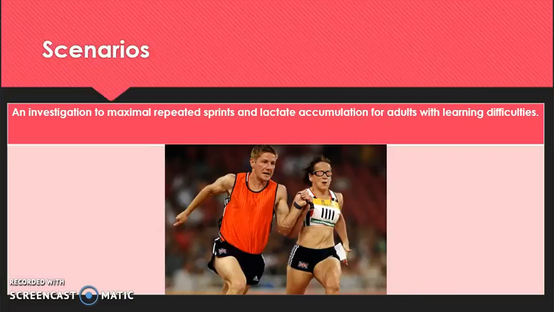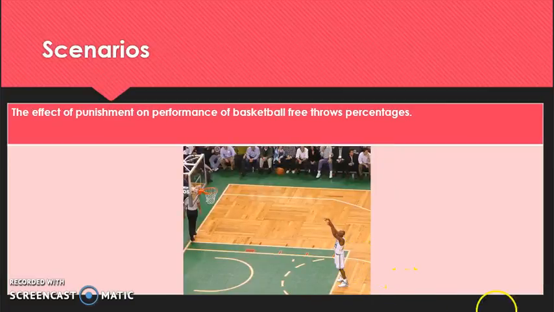You have included yourself in the study and you are not unbiased and not impartial. Next scenario. The next one is the effect of punishment on performance of basketball free throw percentages. The researcher may use 10 basketball players over the age of 15 and physically punish them if they miss a free throw shot. Data protection can be an issue if the researcher publishes the results even without the permissions of the participants.